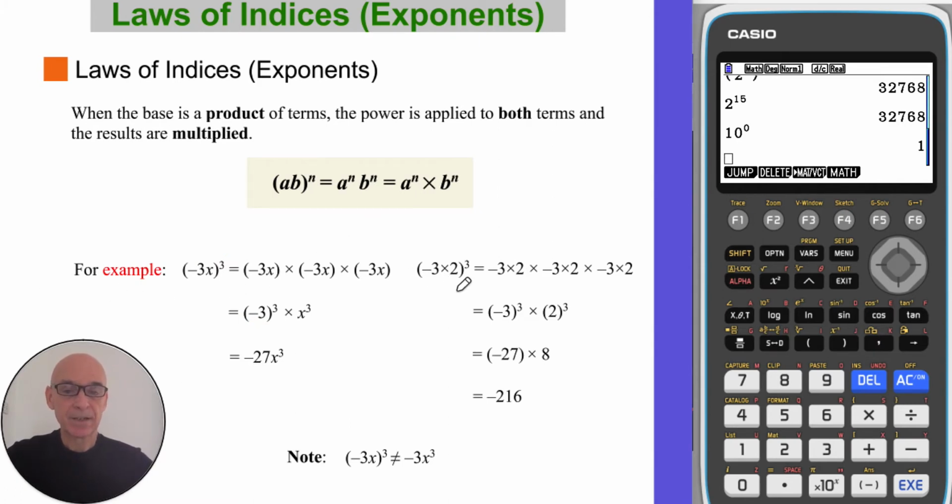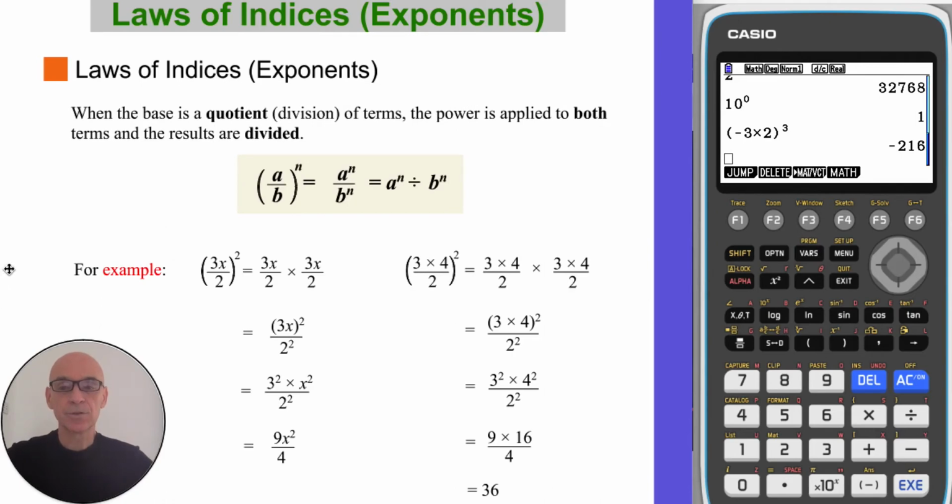Performing the same calculation numerically, negative 3 times 2 in brackets cubed, so we need to cube the negative 3 and cube the 2, giving negative 27 times 8, which is equal to negative 216. Typing the calculation in, bracket, negative 3 times 2, raised to the power of 3, negative 216.